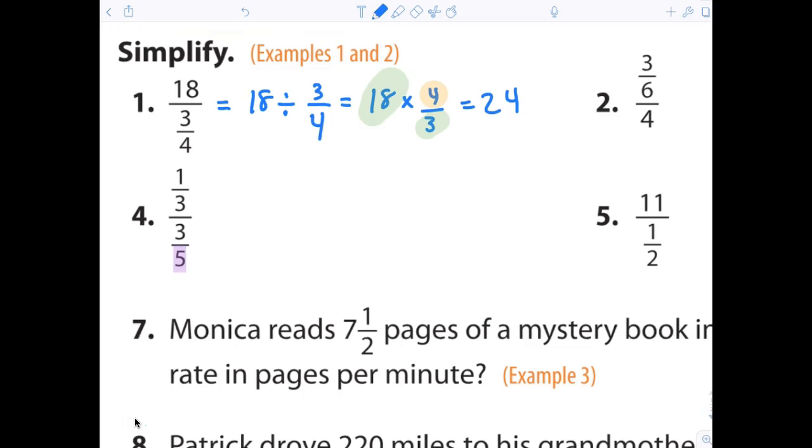I don't want to go 18 times 4. I know you know 18 times 4 is 72. And I know you know 72 divided by 3 is 24. So is it really that big of a deal? No. But if you don't know what 18 times 4 is, you should know what 18 divided by 3 is. Everybody see why that makes it much easier? Everybody with me? All right, so now I'm going to go on to problem number 2.